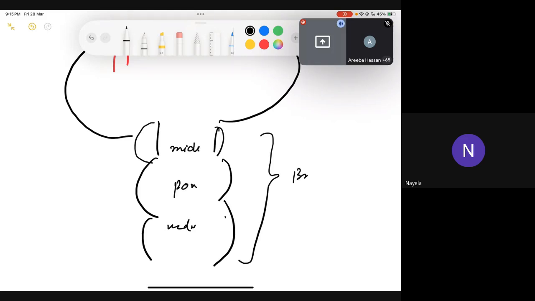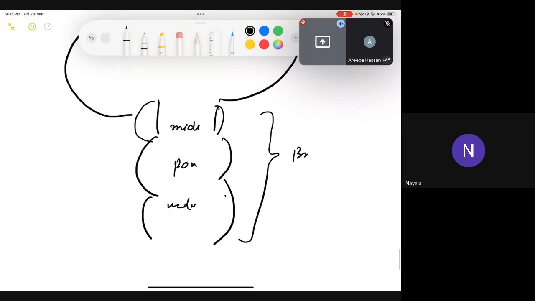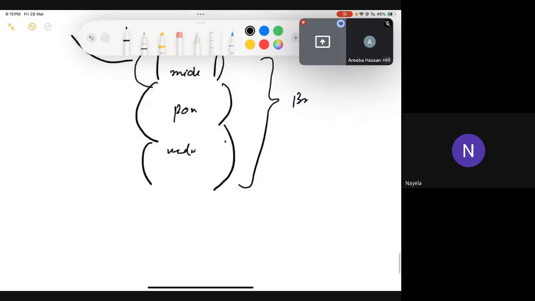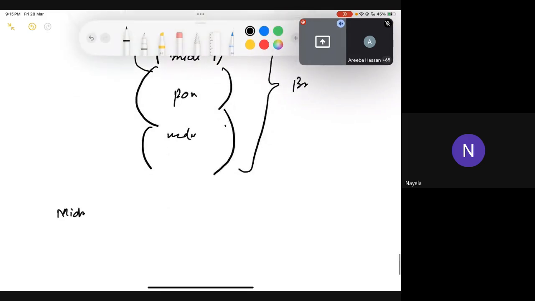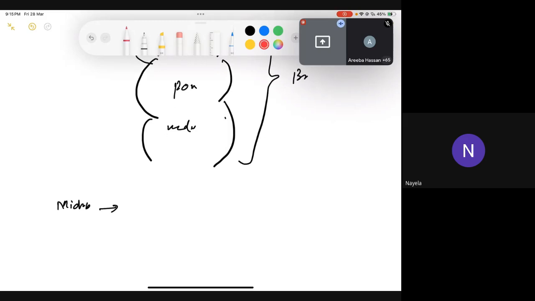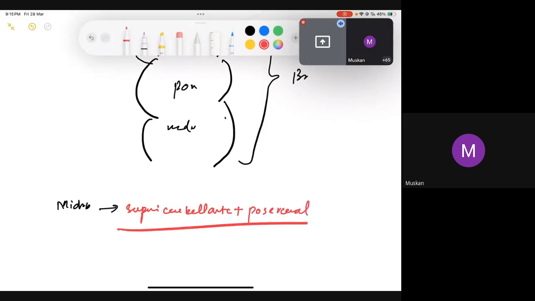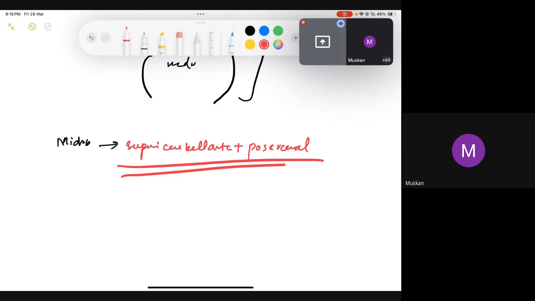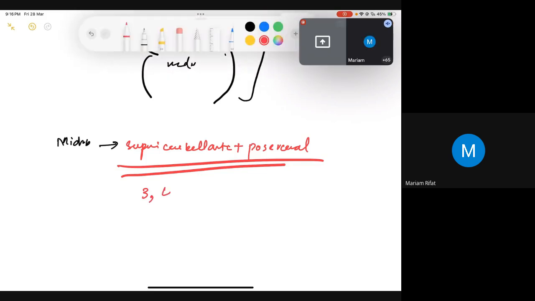So we are going to discuss the different structures in a little more detail, and which cranial nerves are present within the midbrain. Let's discuss our midbrain first. What is the blood supply of midbrain? Superior cerebellar artery, plus branches from the posterior cerebral also supply your midbrain. Which cranial nerves do we have here? Third and fourth, perfect.